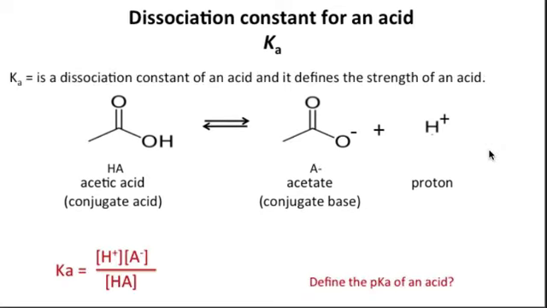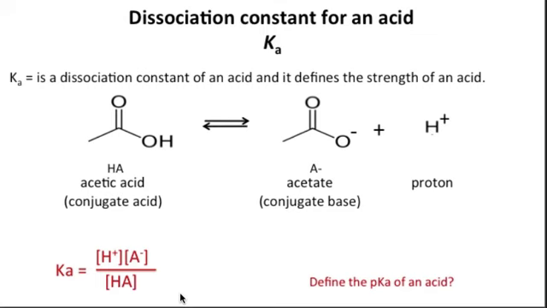As an example, let's look at acetic acid. The products will be the acetate conjugate base and a proton, and the reactant will simply be acetic acid, the conjugate acid. So the Ka, the dissociation constant, will be the concentration of protons times the concentration of the conjugate base over the concentration of the conjugate acid.